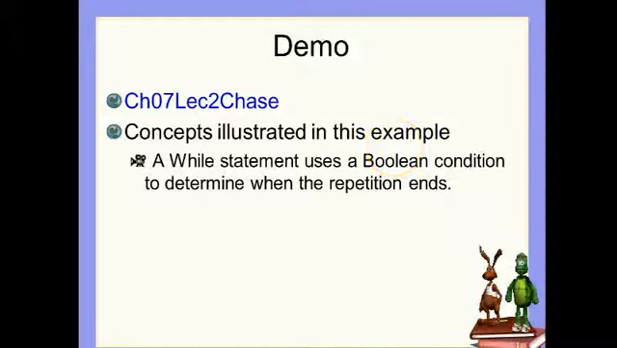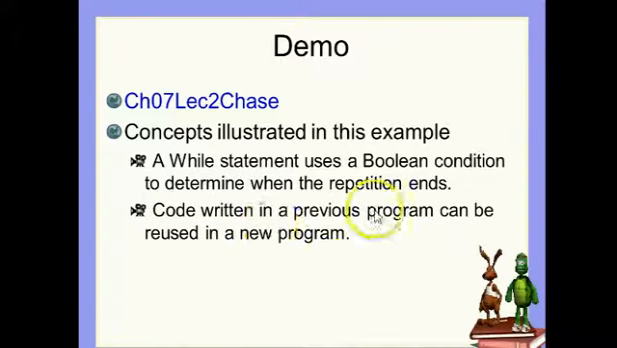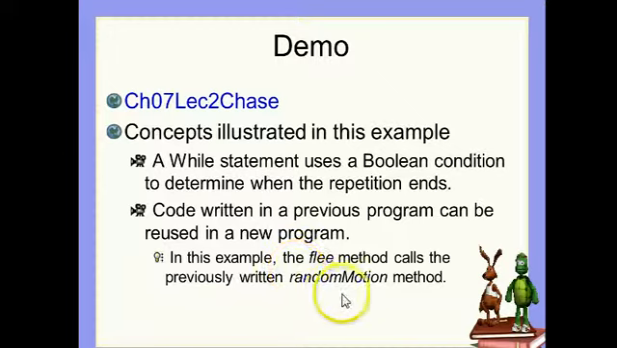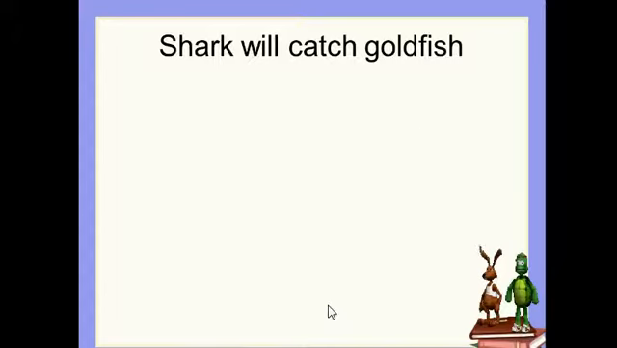Okay, so as I said, while statements, they use the Boolean condition. It was asking, is it greater than 0.5? And we used some code from a previous program. Right? The flee method is using that random motion method that you had used before. And I think you used it with the goldfish even. All right.